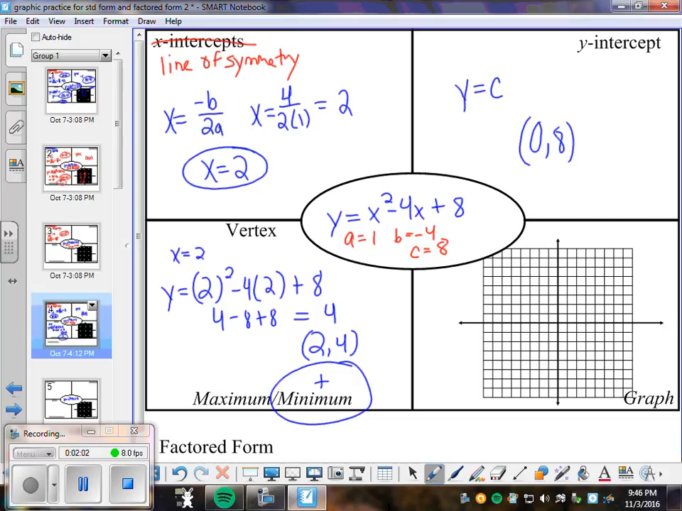Now we have all the points to plot. 2, 4, 0, 8. Now, this is where you go into your calculator, go into y equals and enter x squared minus 4x plus 8, hit graph, and then you can sketch this. This is the vertex, and that's where it's going to go through. So I know it's going to be like this. Okay? 2, 4, 0, 8.